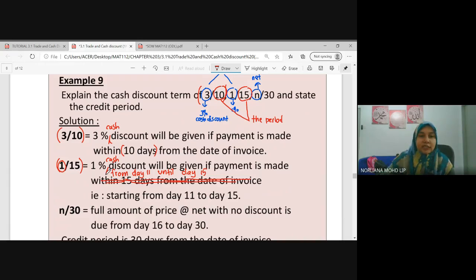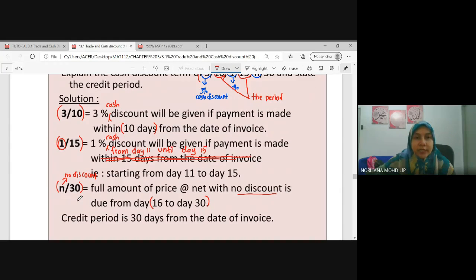And then the last one is net 30. Net means no discount. Net 30 is full payment of the price, with no discount, due from day 16 until day 30. Maksudnya kalau bayar hari ke-16 sampai ke-30, tak ada dapat cash discount.